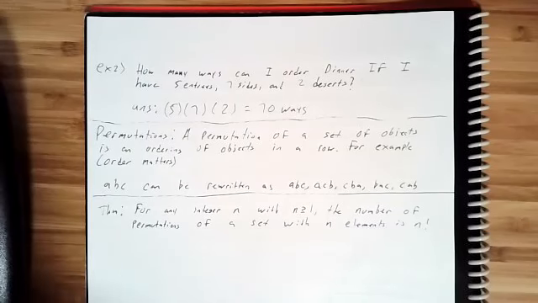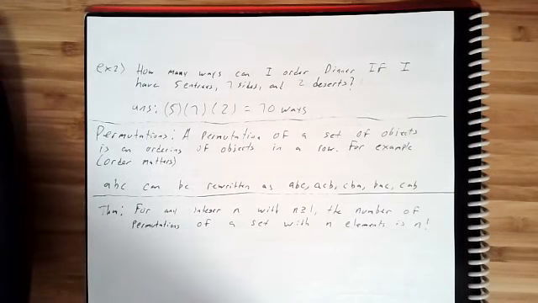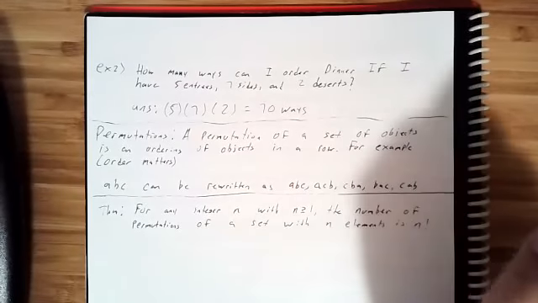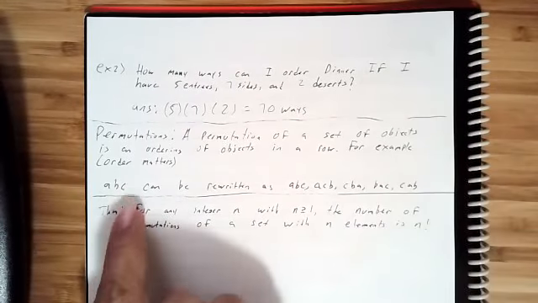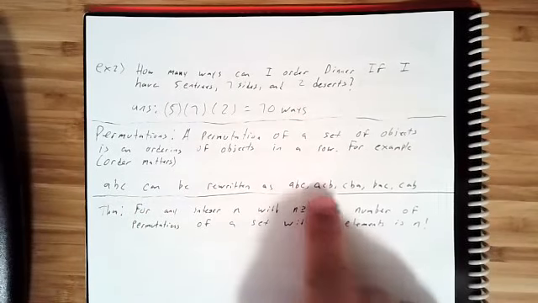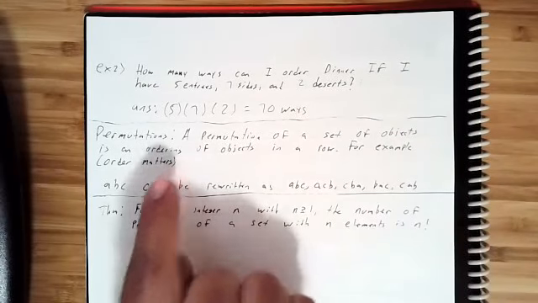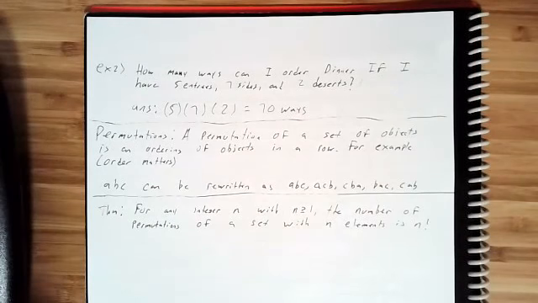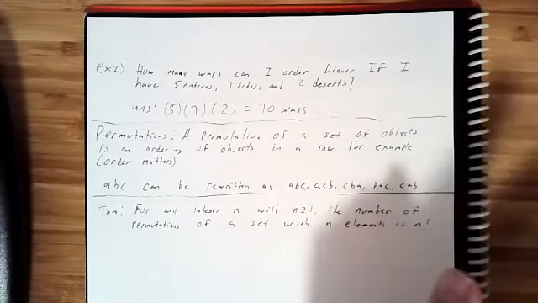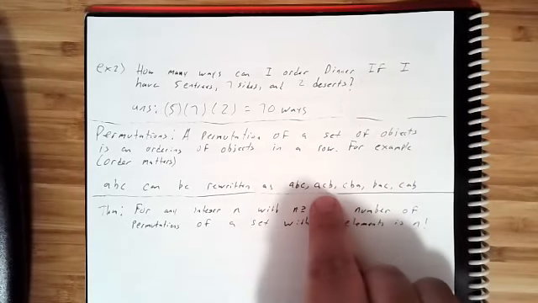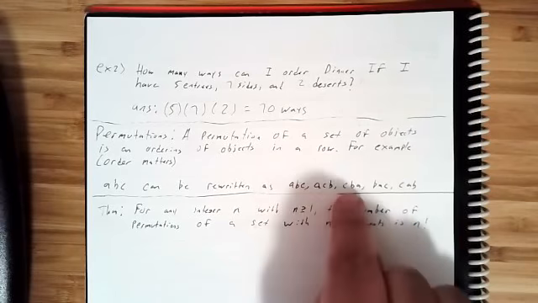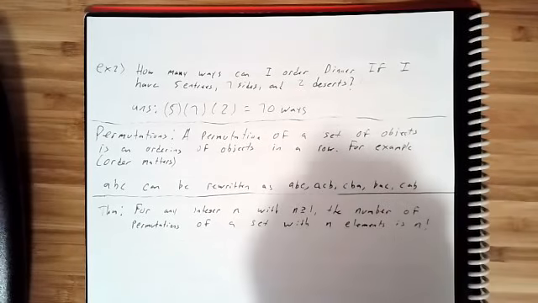Okay, let's talk about permutations. That's another way of counting things. A permutation of a set of objects is an ordering of objects in a row. For example, ABC can be rewritten as ABC, ACB, CBA, BAC, and CAB. When you're doing permutations, order matters. So for something like a password, order would be important, so that would be considered a permutation. Some counting techniques consider ABC and ACB to be the same element. That would be more of a combination, but we'll talk about that later.